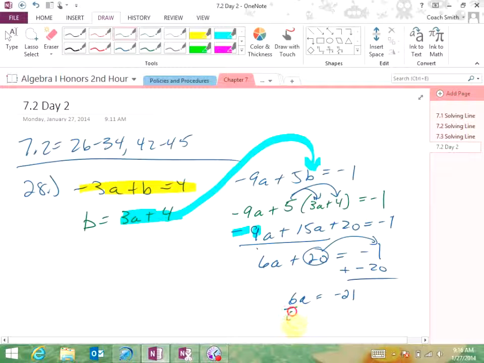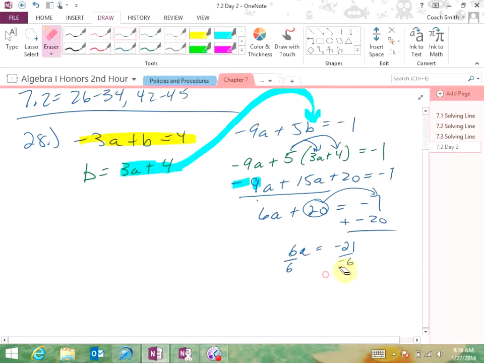Now I have to divide by 6. Divide by 6, not negative 6, excuse me. And that gives me what? A would be equal to what? But we got to reduce it. Negative 7 over 2. So negative 7 over 2, which is 3.5. So there's your first one. A is equal to negative 3.5.